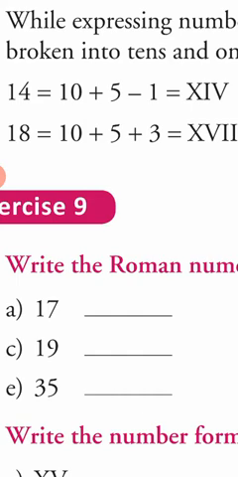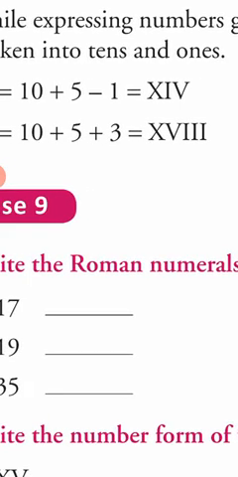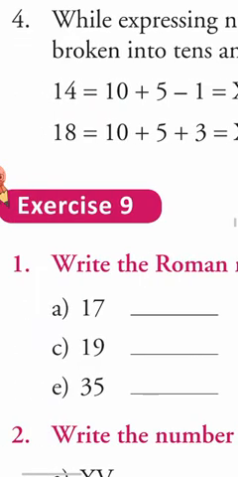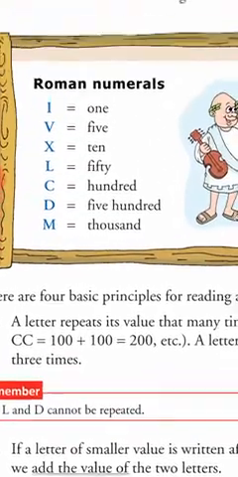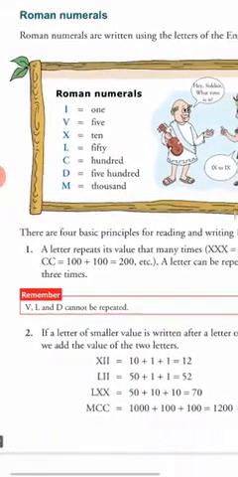5 minus 1, because it is following the rule that we have read, that we will subtract the smaller value from the greater one. Similarly, in 18, 10 plus 5 plus 3, again we can break 3 into 1 plus 1 plus 1. That is why triple I is written here, right? And this we have read that a letter can be repeated maximum 3 times, right? And the letters that cannot be repeated are V, L and D. I hope this concept of Roman numerals is clear to everyone now.